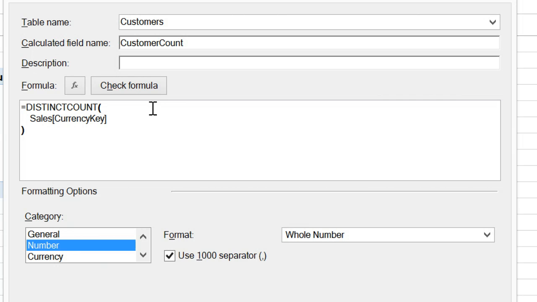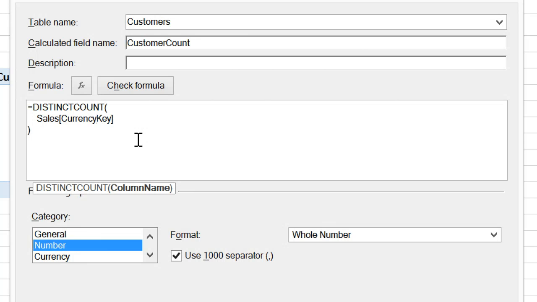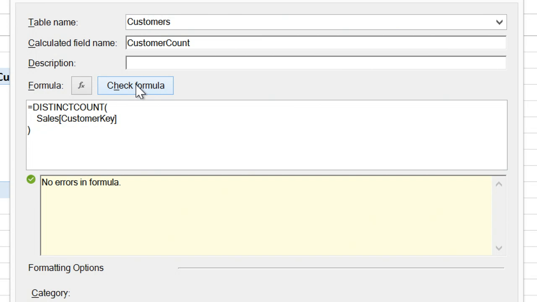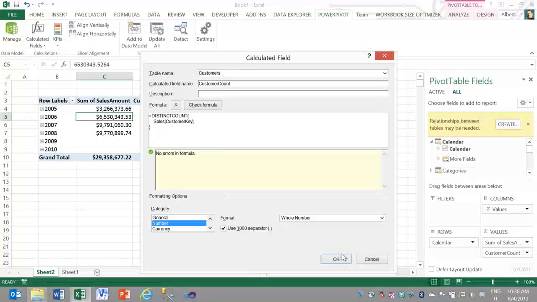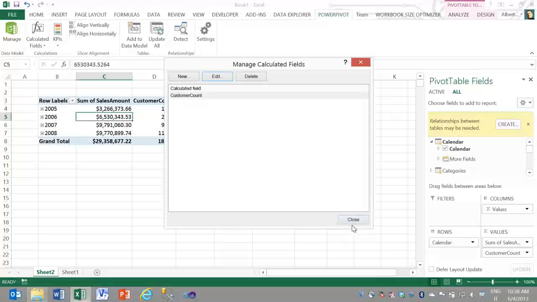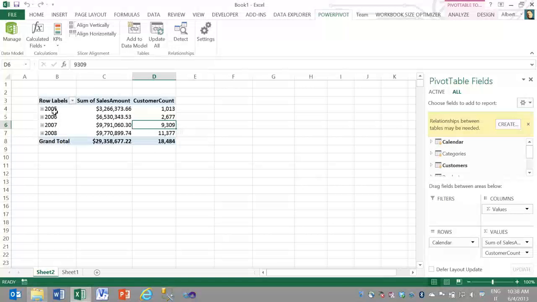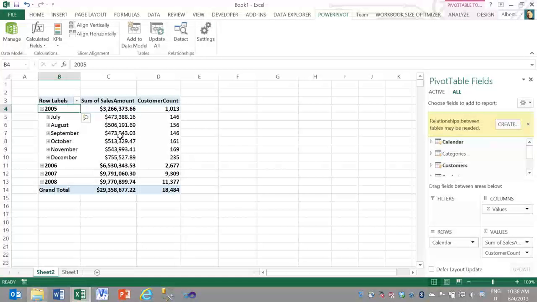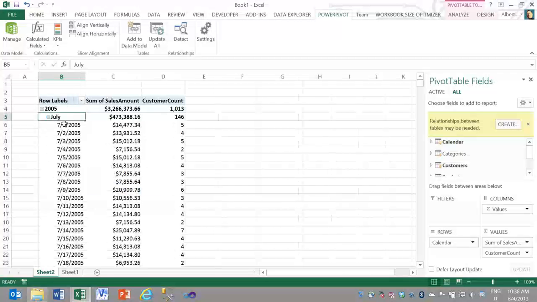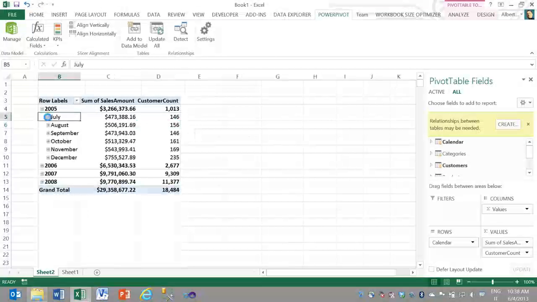We simply count the number of, not currency key, thank you. Not currency, but customer key. Let's check it, no errors in formula. Again, it's a whole number, we don't want decimal places, and now this customer count perfectly works. It is filtering by date in a very simple way.